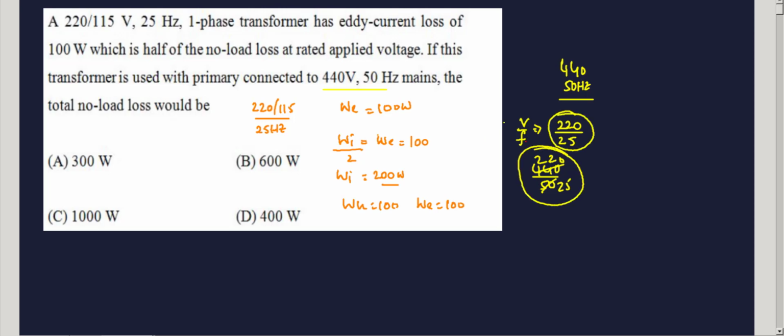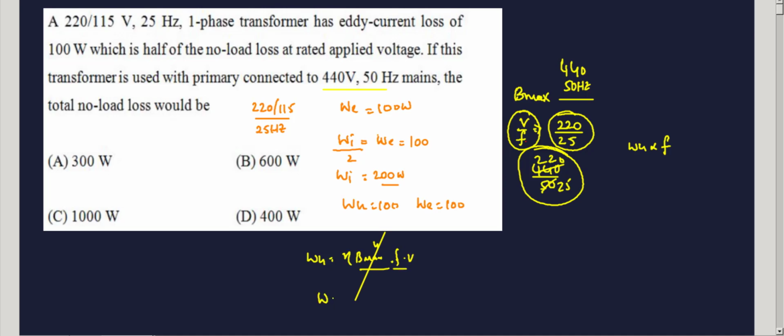So 440 by 50 is the same as 220 by 25, so V by F remains constant. Hysteresis loss is proportional to the frequency. If V by F is constant, Bmax is constant. We know the formula: hysteresis loss equals eta Bmax power x into F into V.